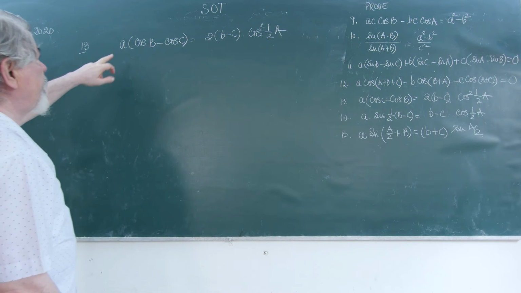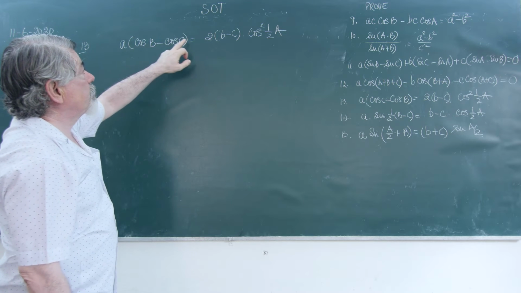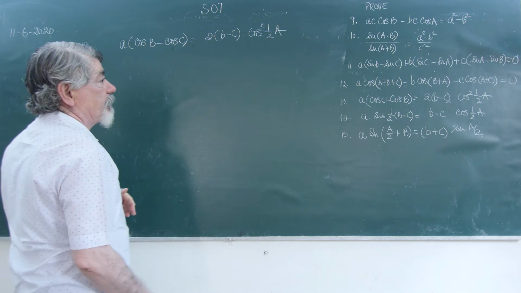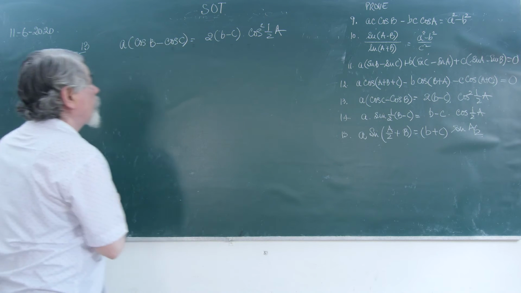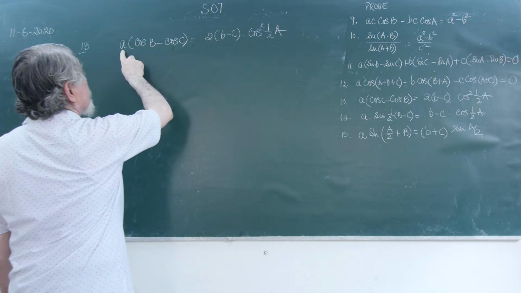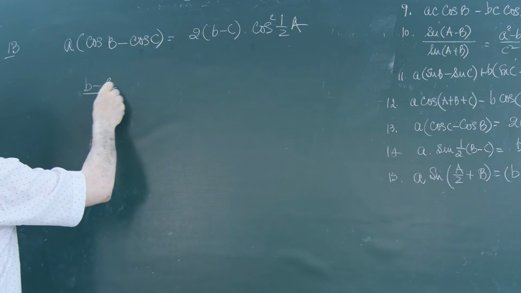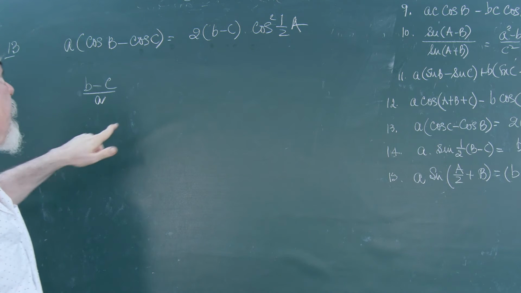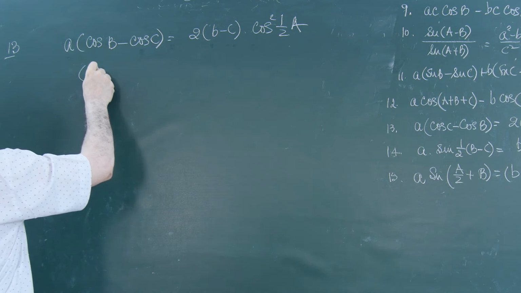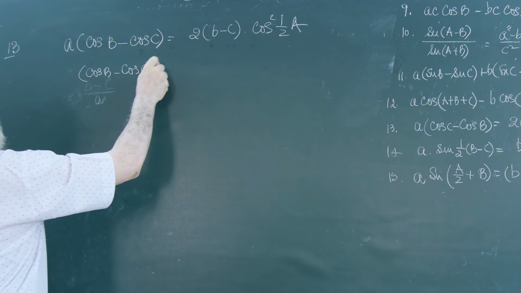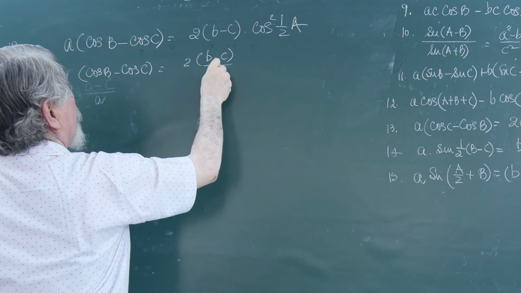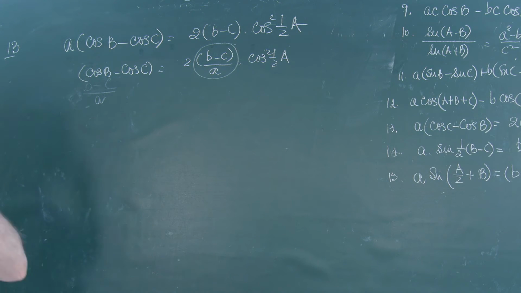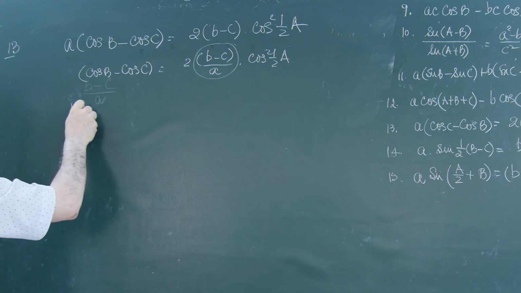In question number 13, I have A into (cos B minus cos C) is equal to 2(B minus C) into cos square half A. In these kinds of questions, and in the next question also, what we are going to do is start with (B minus C) upon A. If I take the A to that side, I can write it as cos B minus cos C is equal to 2 (B minus C) upon A into cos square half A. I'll start the question with B minus C upon A.